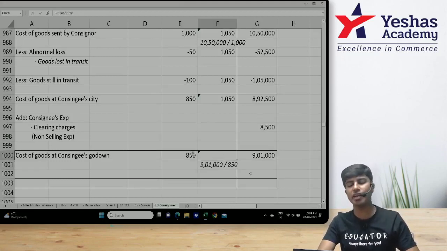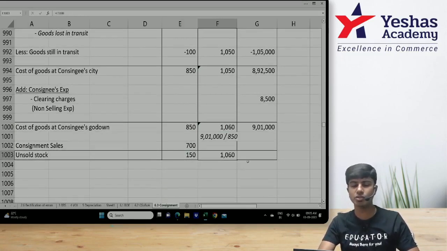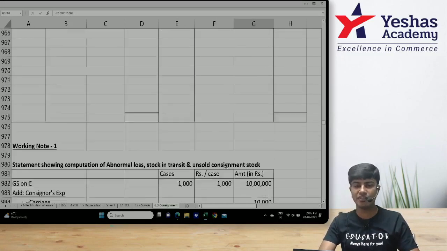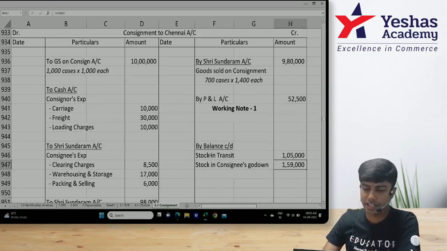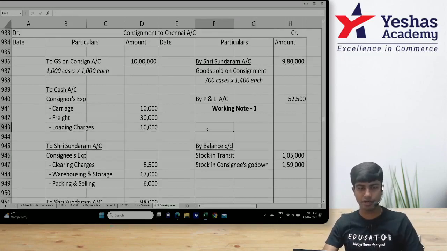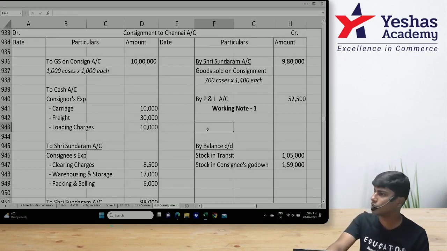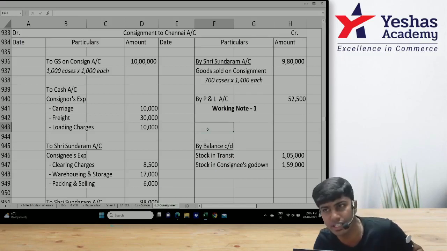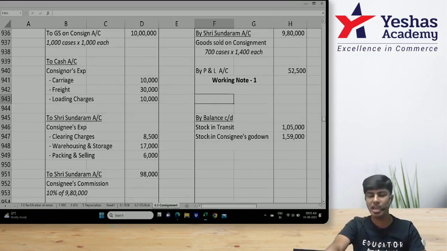9,01,000 by 850 is 1,060. How many units are sold? 700. So closing stock is 150 cases at 1,060, that is 1,59,000. Here we'll write balance carried on 1,59,000. If you don't want, I'll not write the balance schedule; I'll write here by Gita. It will be included in our closing stock, but we won't write it as stock with consignee. We'll write it as stock in transit. Did you get it?